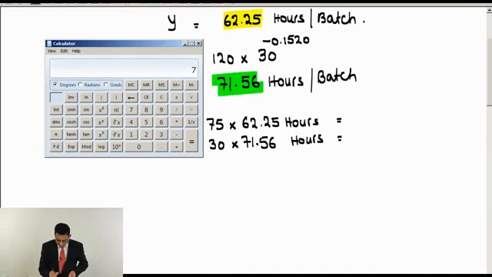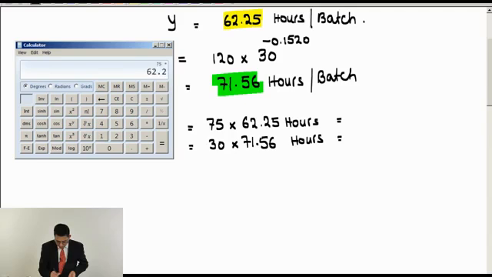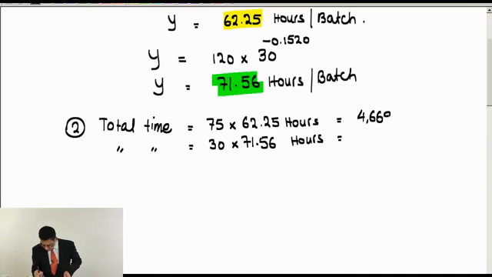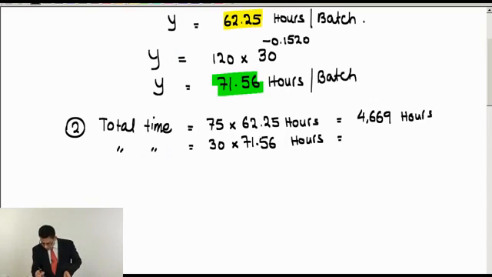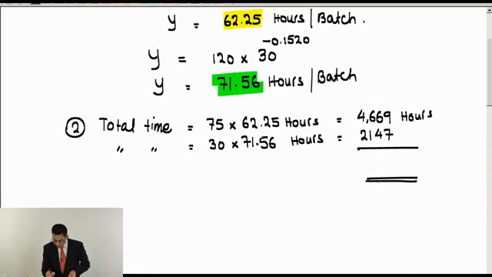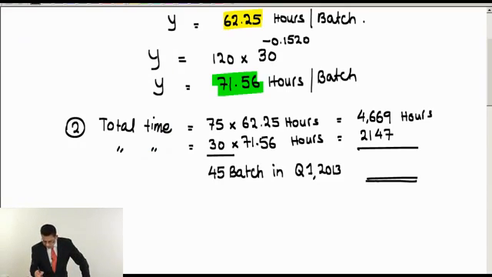So 75 times 62.25, we get something like 4669 approximate hours. And the second one is 30 times 71.56, we get 2147. And the gap between 75 and 30 batches is the 45 batches in quarter number 1 of 2013, which will take approximately 2,522 hours.